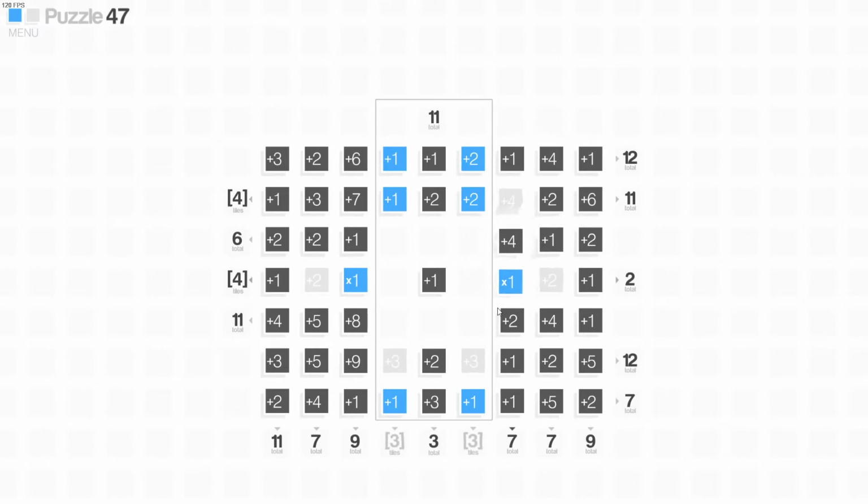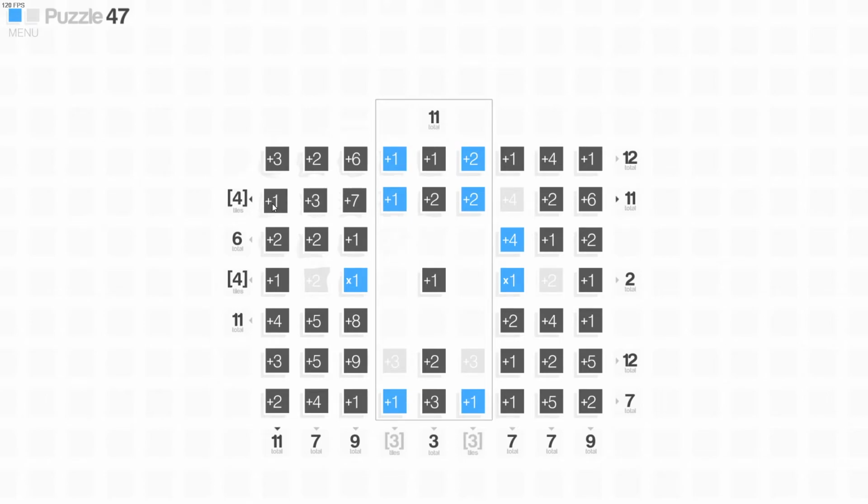Which means now if we look at this column here, in order to get to 7, we have to use this 4. Because 1 plus 2 plus 1 plus 1 does not equal 7. Now if we look back at this second row, we've got 3 here. The total is 11. We can only have 4. So the final 2 numbers have to add up to 8.